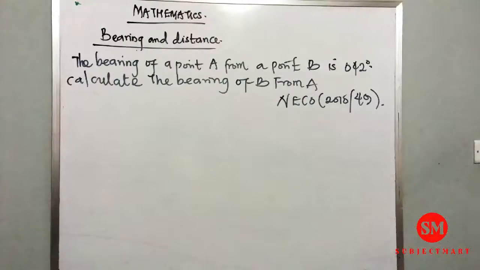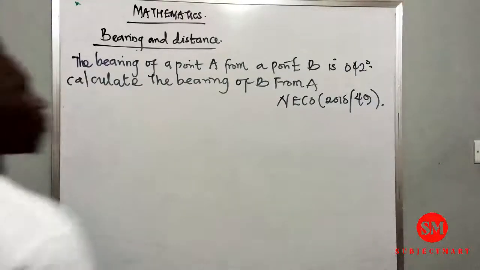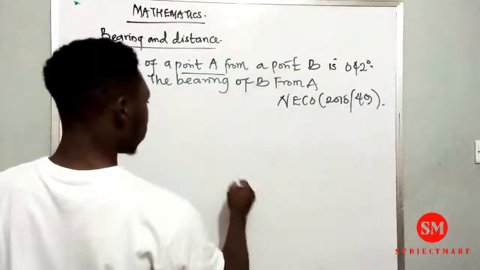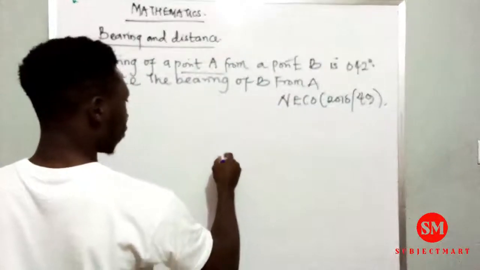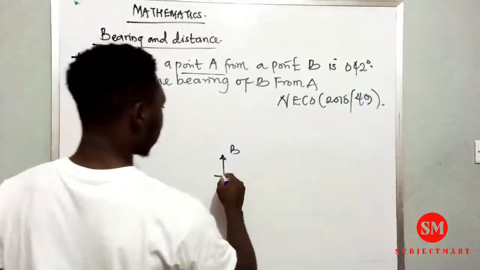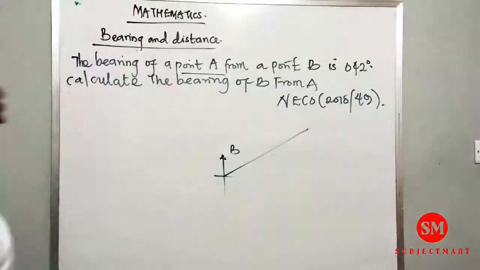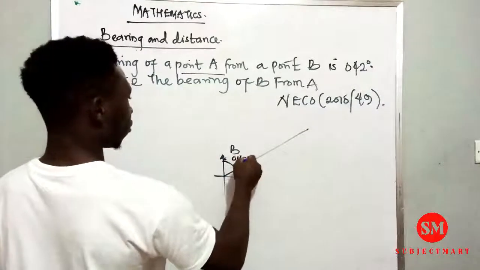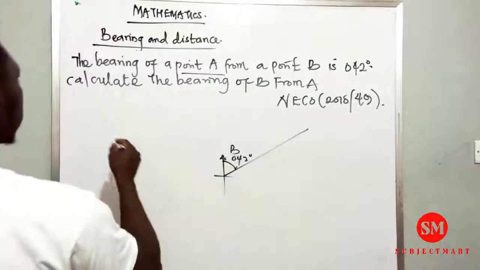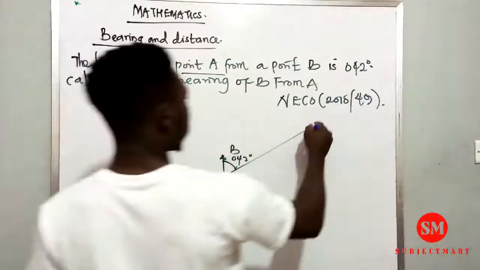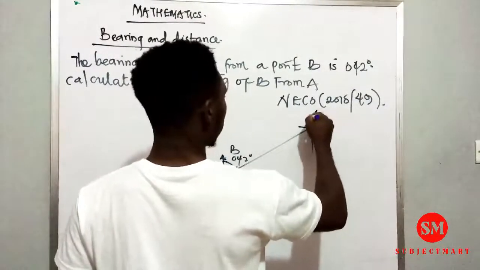Now, going further, we have a question here that says, a bearing of a point A from a point B is 42 degrees. The bearing started from point B, so if I say 42 degrees, this is my 42 degrees to a point A. This is my point A, this is my north.